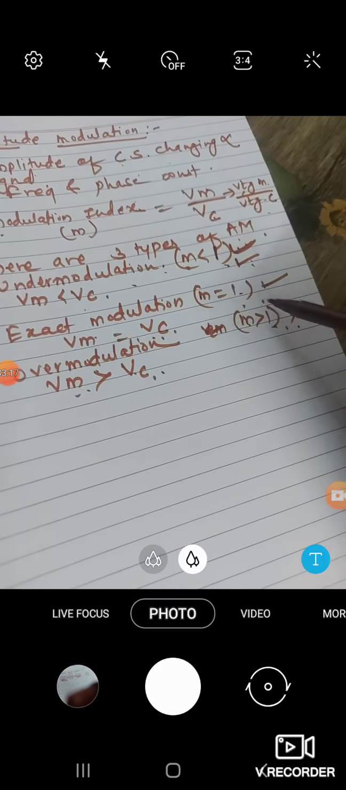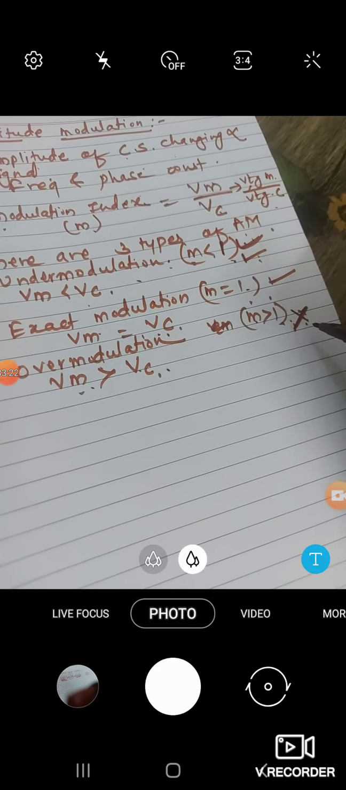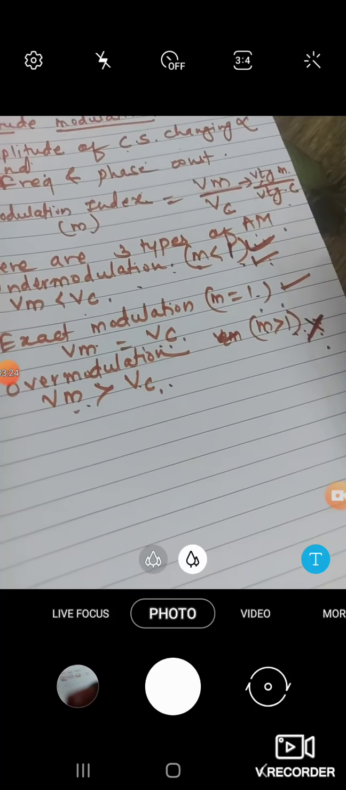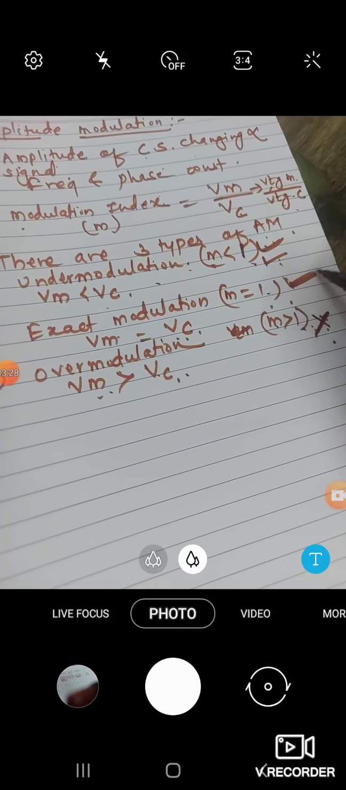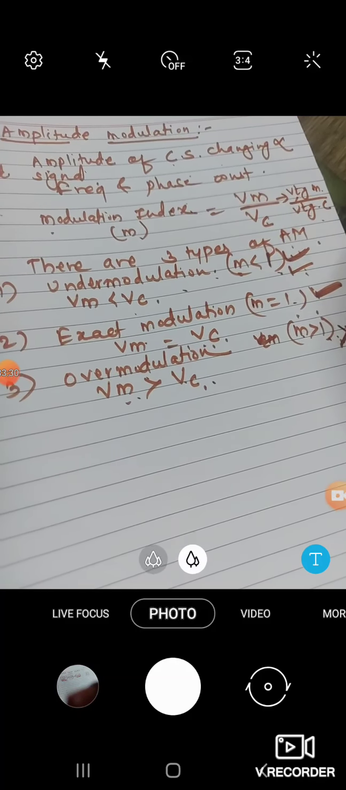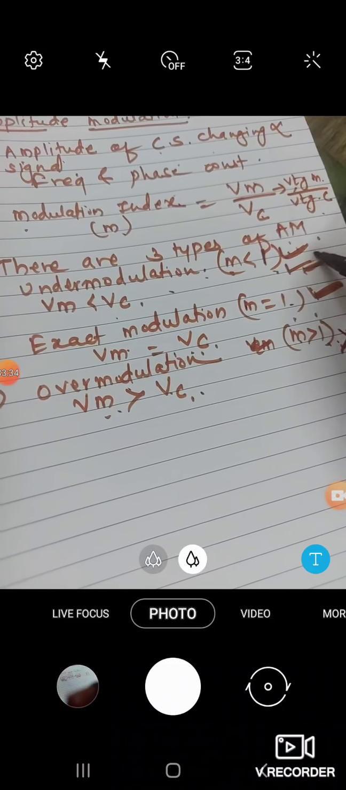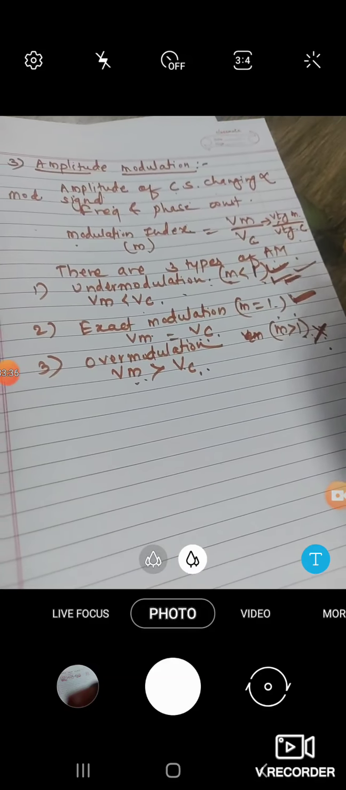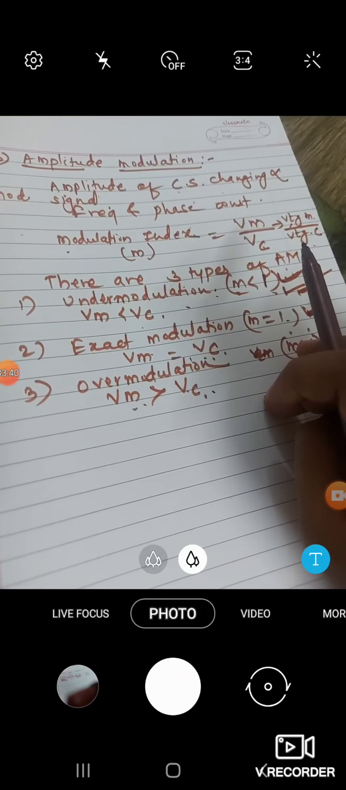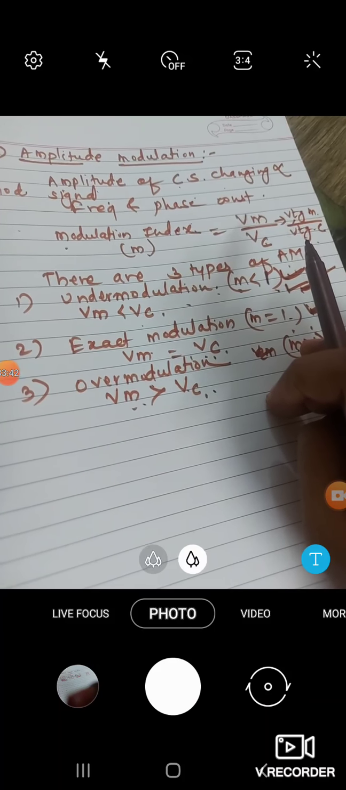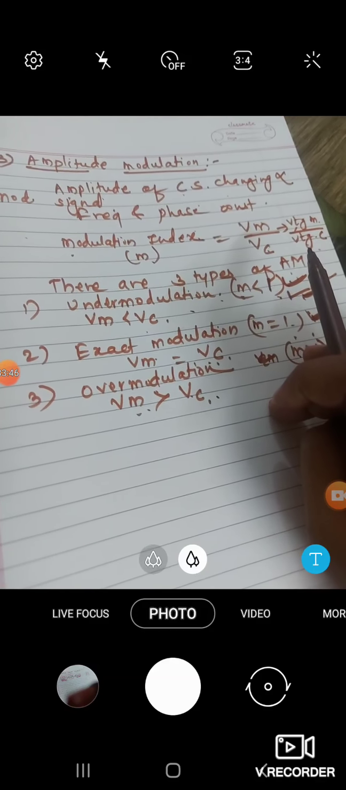Out of these three, over modulation gives more losses, so it is not mostly preferred in analog communication. For some applications we can go for exact modulation, but under modulation is the condition which gives good performance if we compare these three types. And the under modulation method of AM is the one used for many applications in communication.